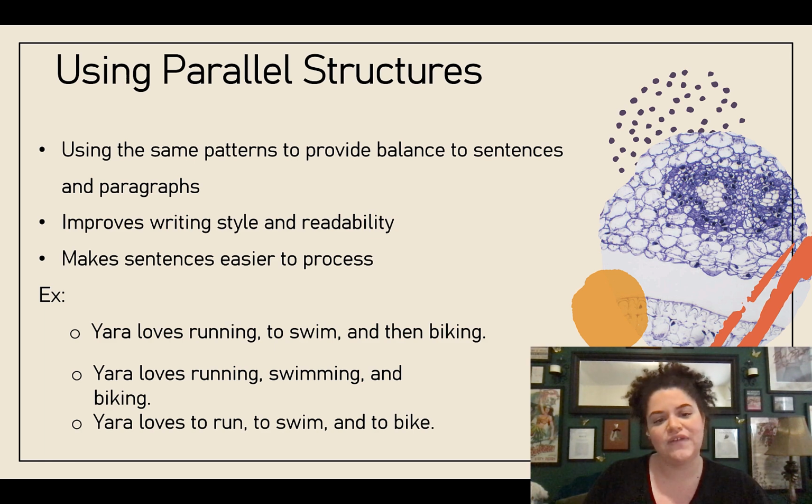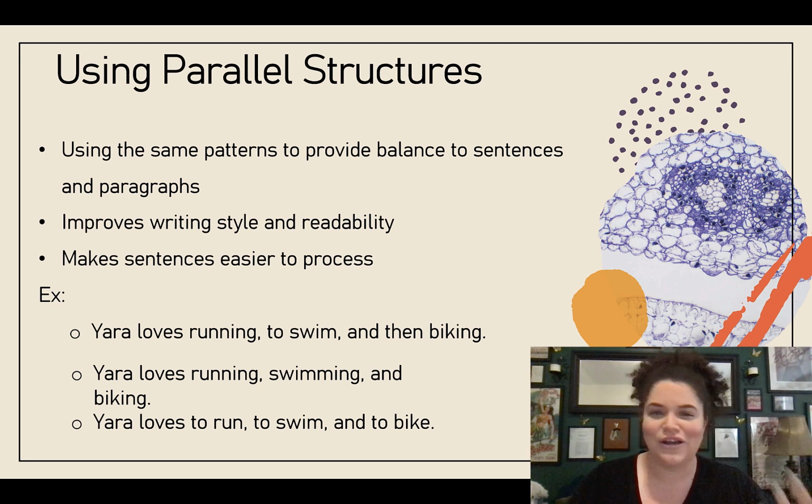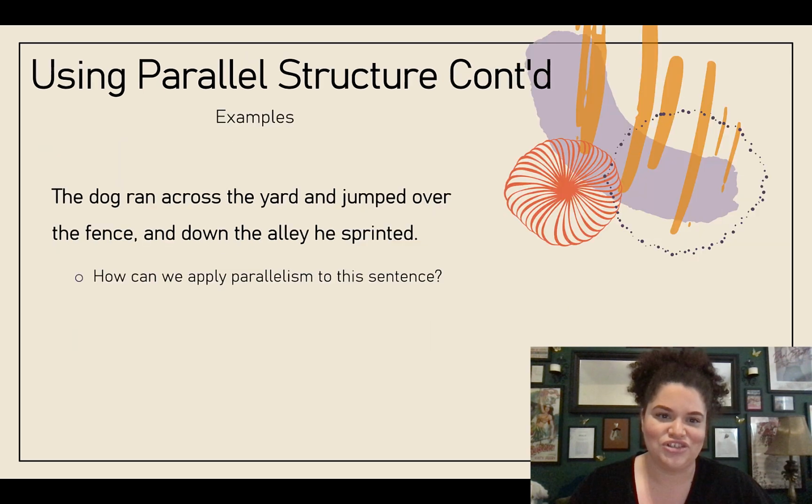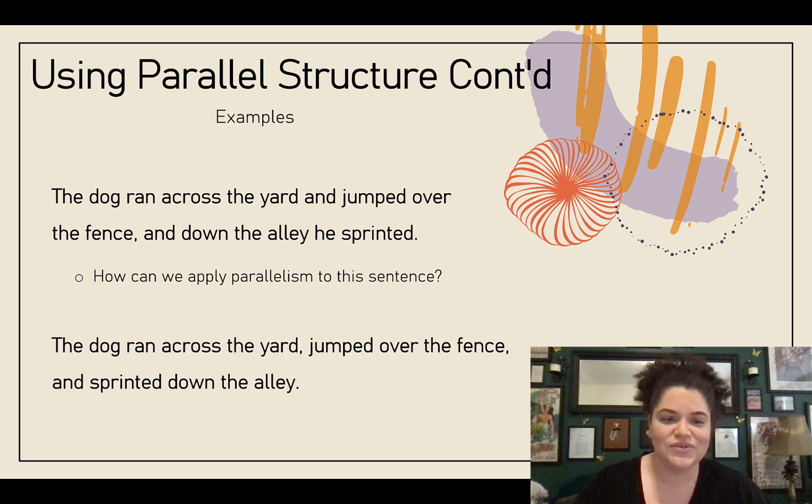Compare these two to the very first example. Again, all three are saying the exact same thing, just the last two are using parallel structure, which makes it just all around a better sentence, easier to understand, right? So take a look at these examples. The dog ran across the yard and jumped over the fence, and down the alley he sprinted. We understand what it's trying to say. We understand all the things that the dog did, but it's confusing.